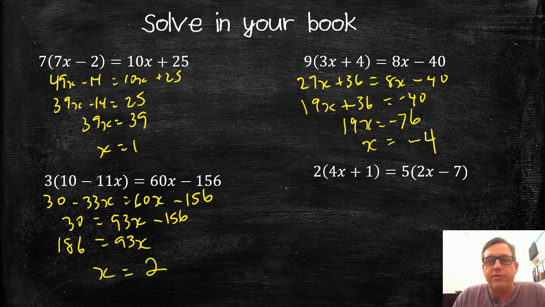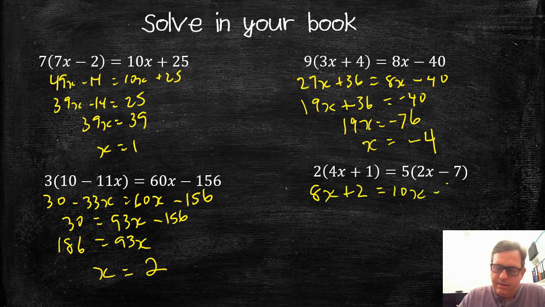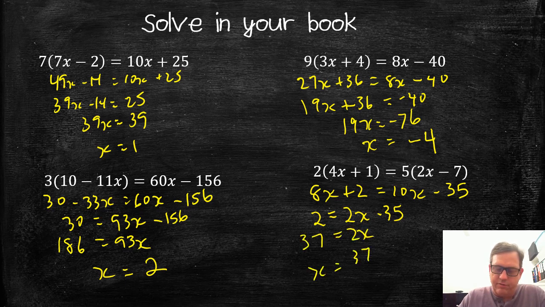Okay, this next one, notice we got brackets on both sides. So what are we going to do? Just expand both brackets to start with. 8x plus 2 equals 10x minus 35. X's together on the same side. I'm going to move the 8x. So 2 equals 2x minus 35. Add 35 to both sides. 37 equals 2x, divided by 2. X equals 37 over 2.